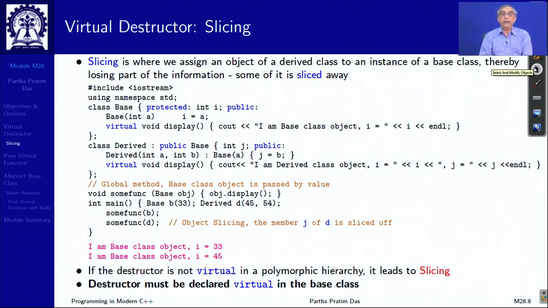So, whenever you deal with a hierarchy, you will have to be very careful about this problem, make all functions properly virtual and pass them making sure that you do not have slicing coming in. If the destructor in a polymorphic hierarchy is not virtual, it is leading to such slicing, so that the base part is destroyed, but the remaining is not. So, the destructor must be virtual in the base class.